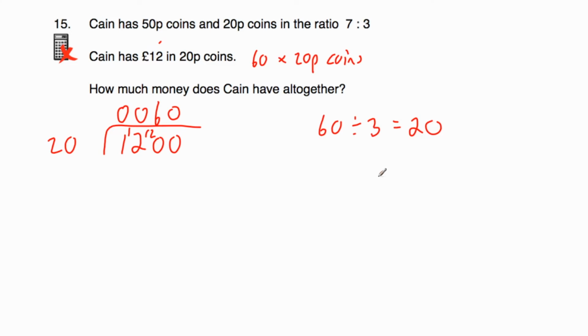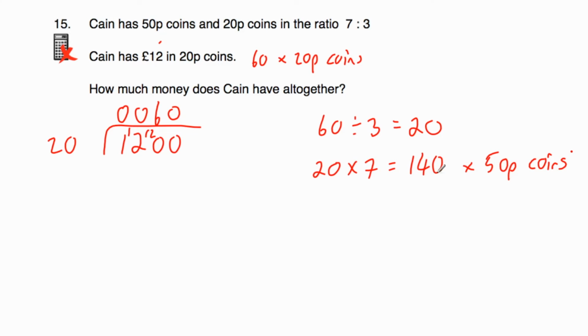That's how many coins are in one part, and then if we multiply that by 7, that'll tell us how many 50p coins he has. So it's 20 multiplied by 7, well 2 times 7 is 14, so 20 times 7 is 140. So he's got 140 50p coins. So that's fantastic. We now know how many 50p coins he's got. We can then work out how much money he's got in 50p's and add that to the £12 that we know he's got in 20p's to find his total amount of money.